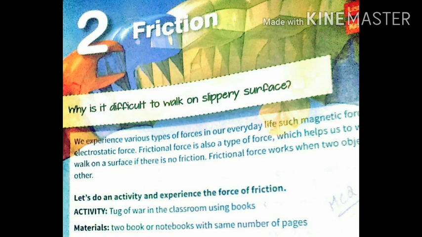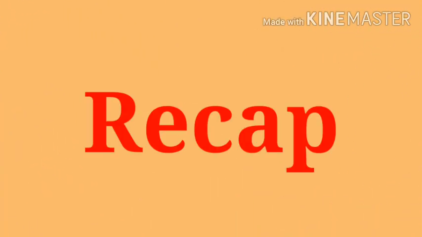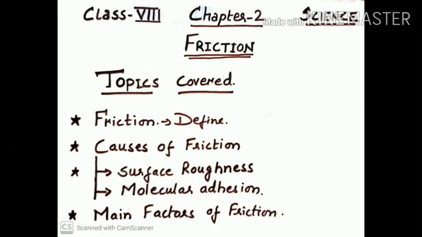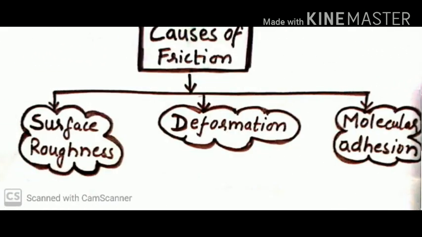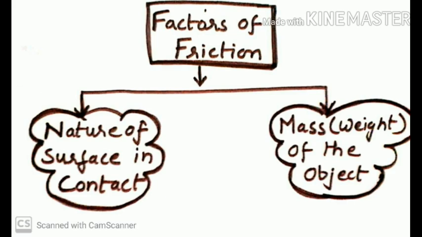Students, as you know, we are doing chapter number 2, Friction, from your science book Wow Science. So let's take a quick recap of what I explained in the previous video. I explained what friction is: friction is the force which opposes motion. In the second topic I explained the causes of friction. There are three causes of friction: surface roughness, deformation, and molecular adhesion. And the last topic I explained is the main factors of friction: the nature of the surface in contact and the mass of the object.